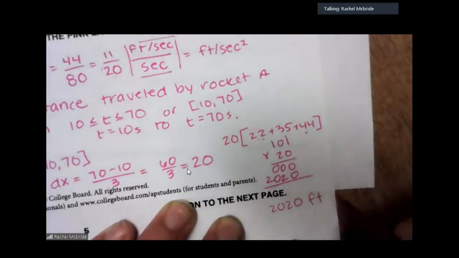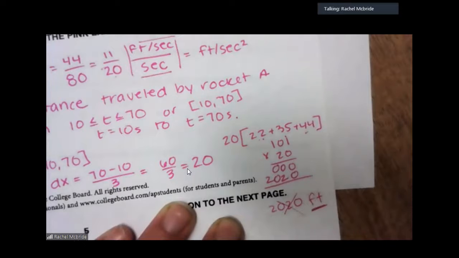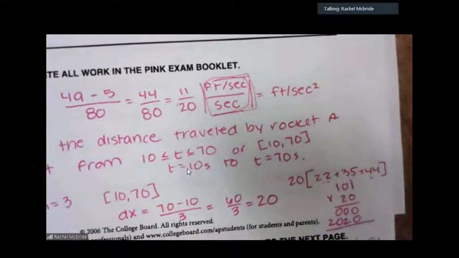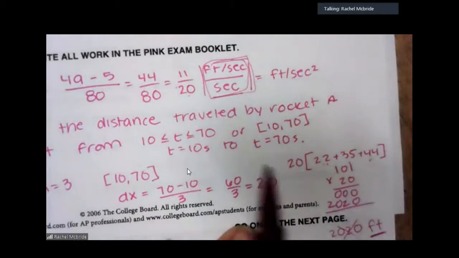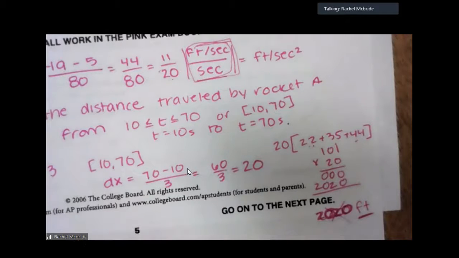And again, my units are feet. So even if you got this number wrong, but you got your feet here and your feet per second squared there, you got a unit point as long as you had a number attached to each. Obviously the 2020 is right, but if you didn't have 2020, you could have still earned your unit point. That was 5 of the 9 points on this problem.